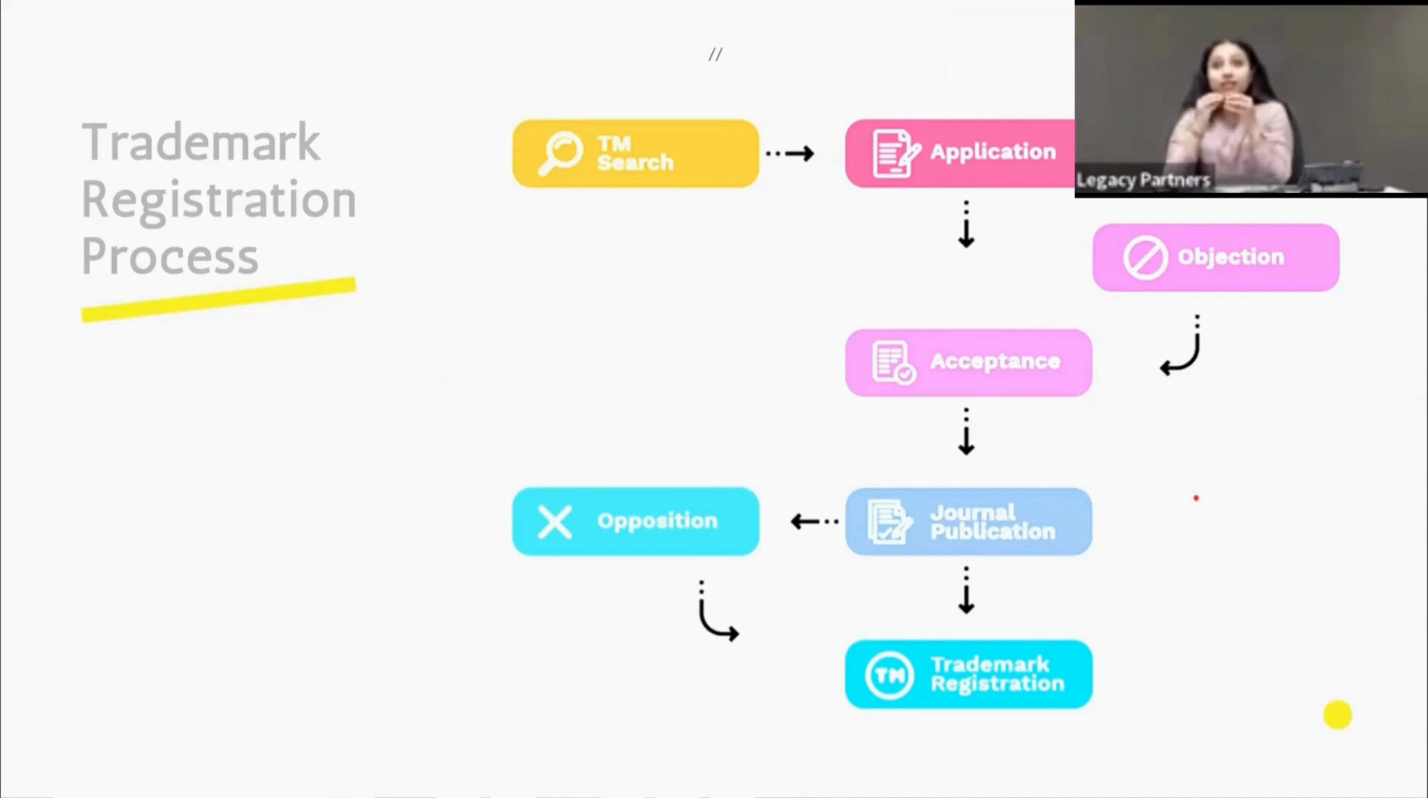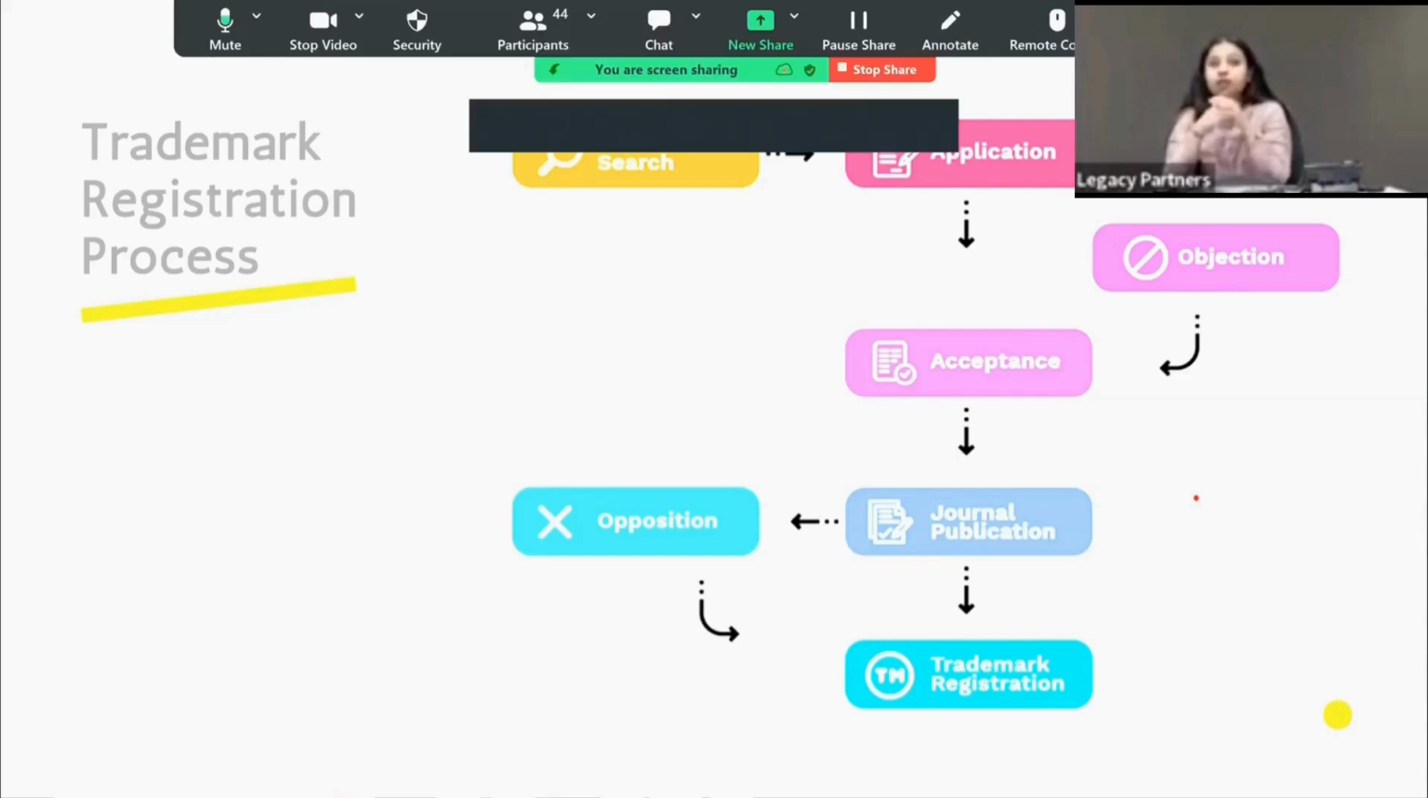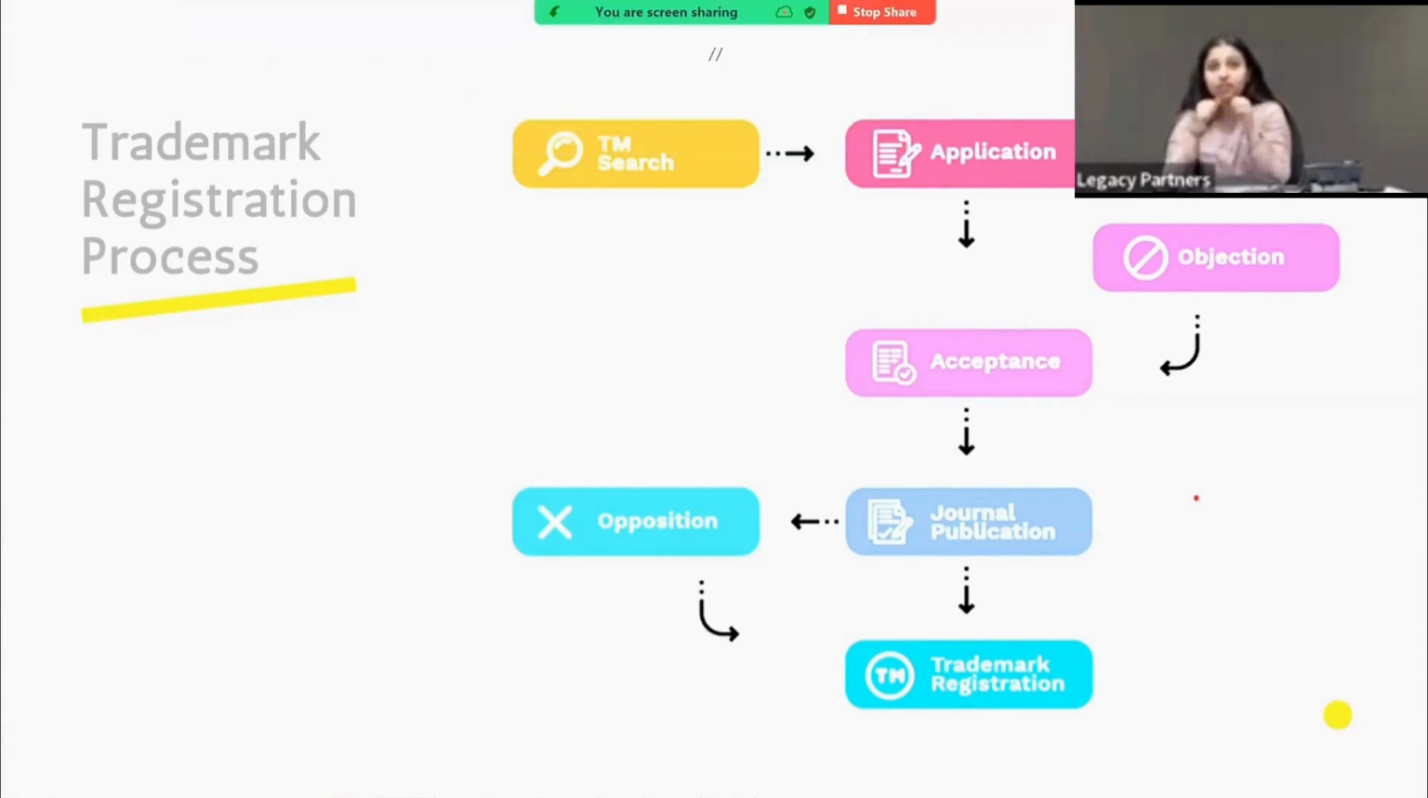Otherwise, the registry will accept your trademark, and the same will be published in a journal. This journal publication is done so that it is a period where any third party can come and oppose your trademark if they find that such marks are similar to their trademark, or if they think that their rights are being infringed if registration is granted to you. So this is the opposition period, where third parties can file oppositions. Once this opposition period is completed, you will get the trademark registration. This is basically the overall trademark registration process followed in most of the countries.